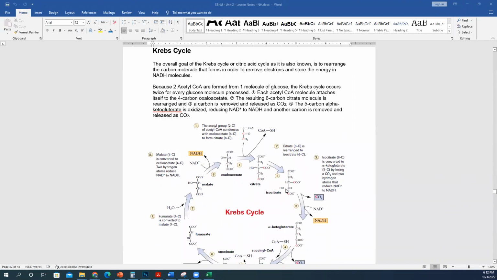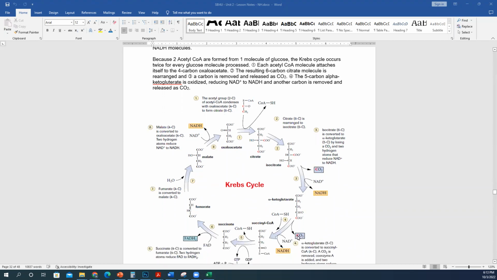In the next step, isocitrate loses one of its carbons in the form of CO2, and the resulting 5-carbon molecule of alpha-ketoglutarate then becomes oxidized. And through its oxidation to the molecule of succinyl-CoA and the release of a CO2 molecule, NAD+ becomes reduced to NADH. So here we have one CO2 released and another CO2 released during the Krebs cycle.